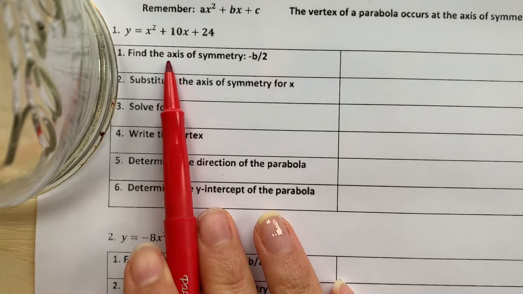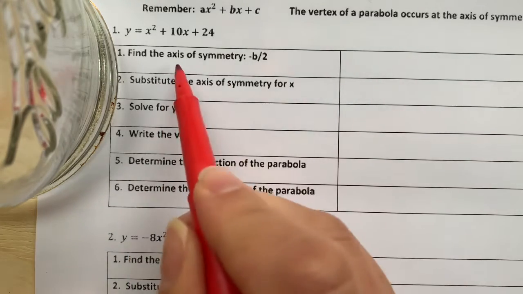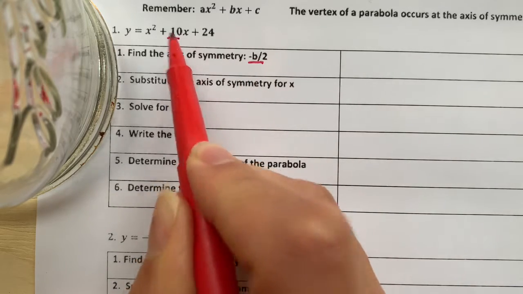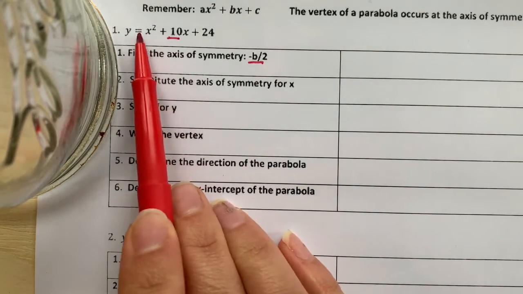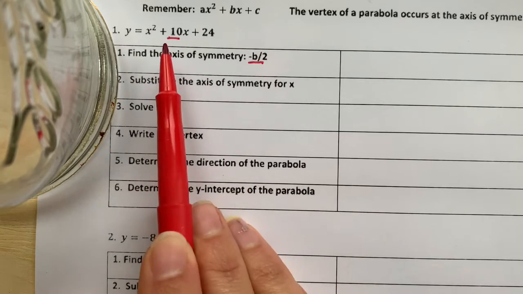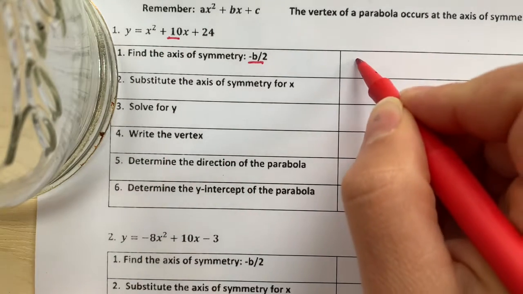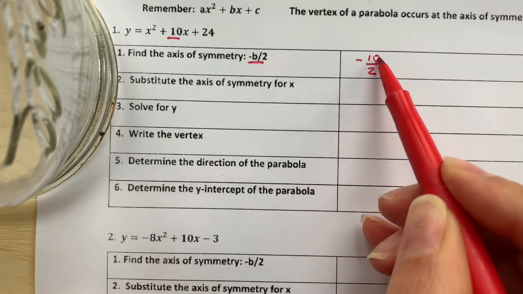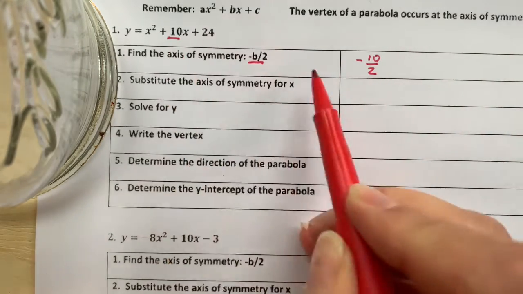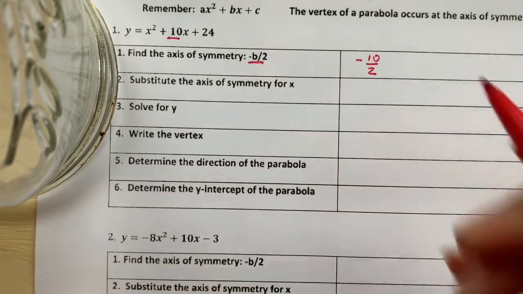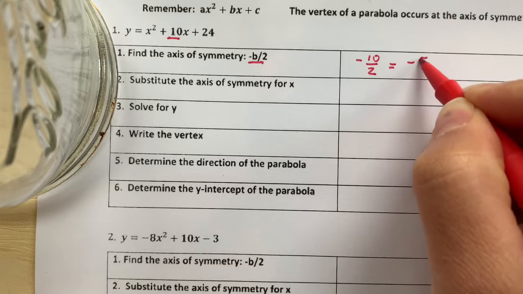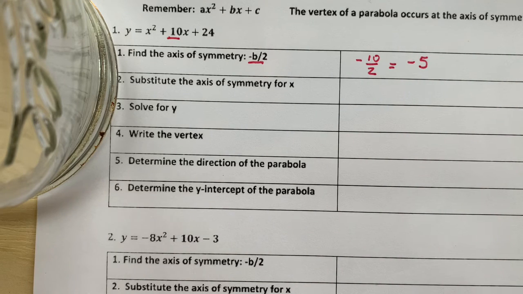So the first thing we do is find the axis of symmetry. And it tells us to use negative b over 2, b being our 10, from our A, B, and C numbers. So we're going to do negative 10 over 2 because we found the 10 from our B spot and we plugged it into this equation. So 10 divided by 2 is 5, so that means that it is a negative 5.